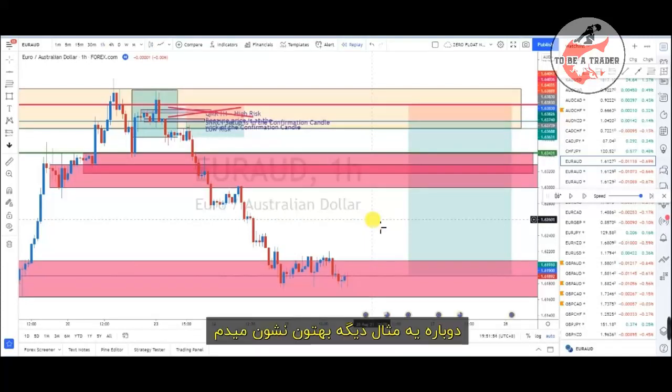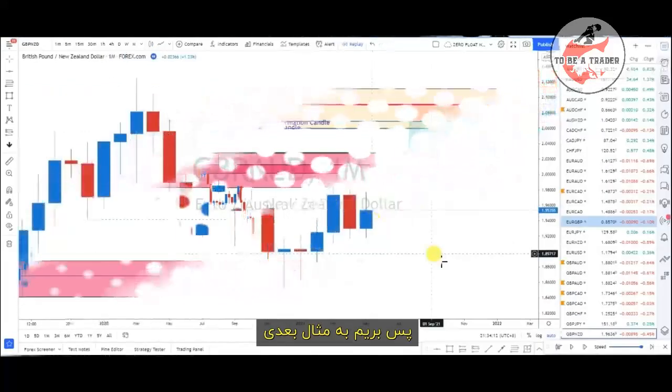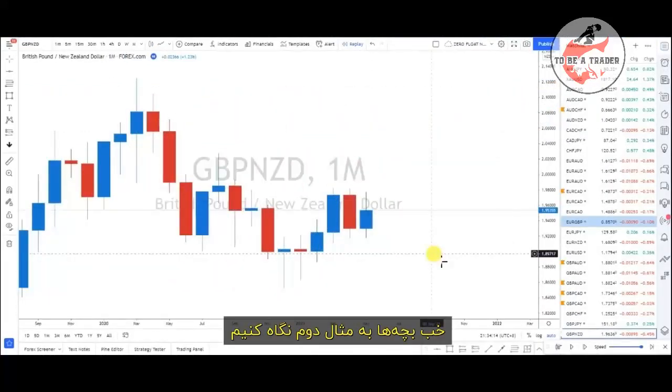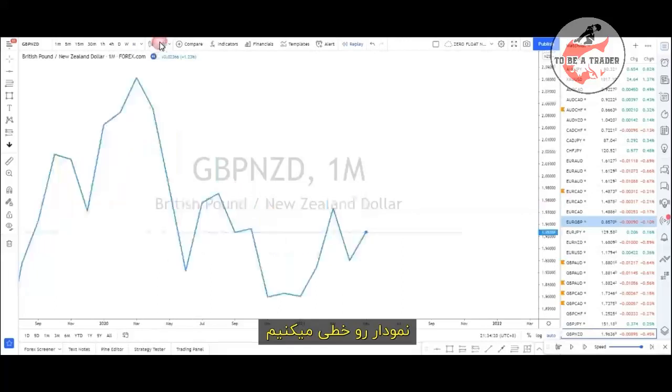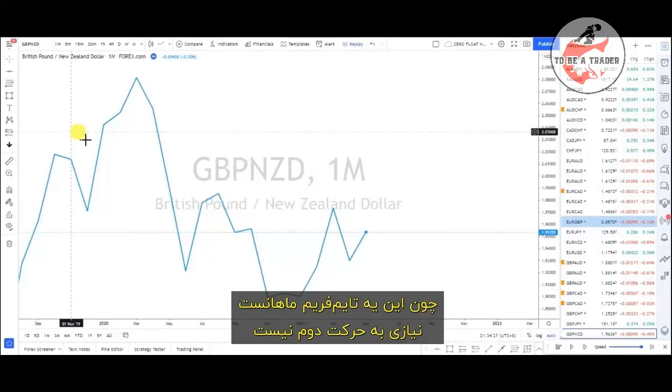Okay, I'm going to give you another example. So let's head to the next example. Okay, guys, let's look at the second example. In this case, this is the GBP/NZD on the monthly time frame. So let's change to the line chart. Okay, we can see here this is a resistance. Since this is a monthly time frame, we do not require a second movement.